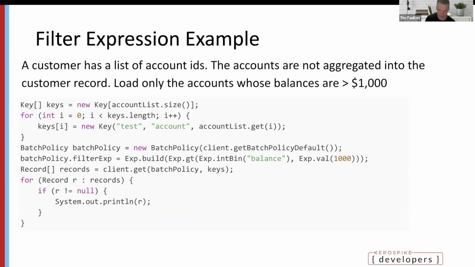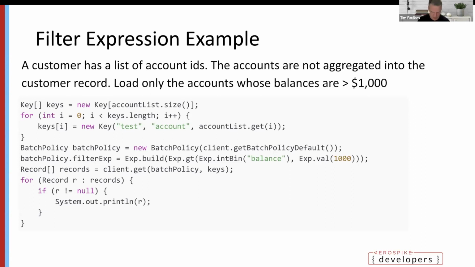So to give you an example of that, let's say we have a customer and a customer has accounts. Accounts obviously have a balance. Let's assume they're not aggregated, so I haven't stored the accounts within the customer. They're separate top-level objects, and normally accounts and customers would both be top-level objects.